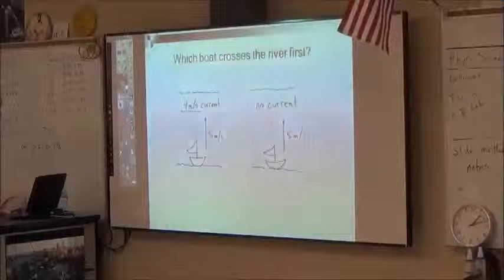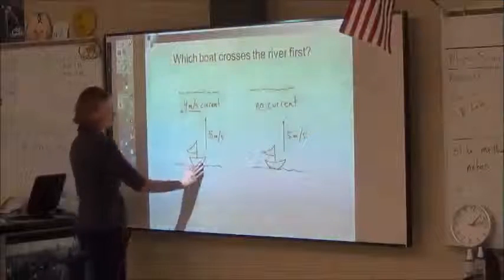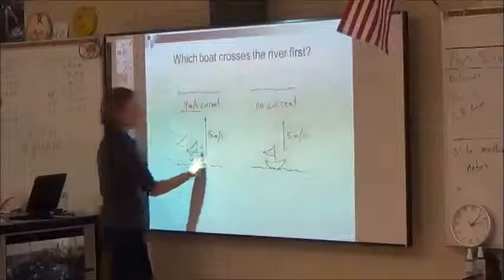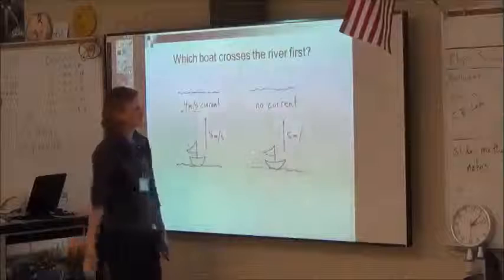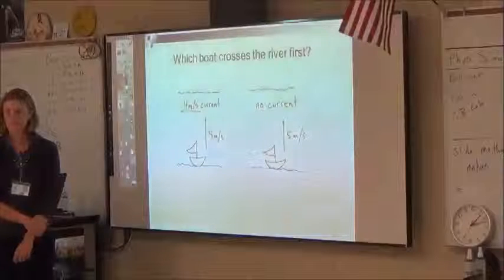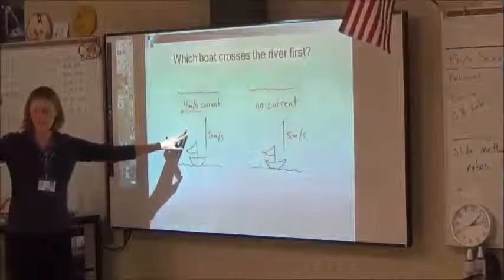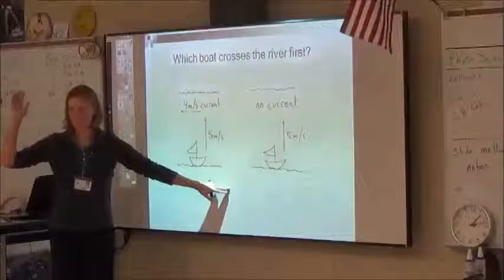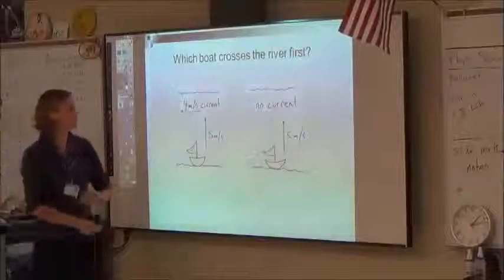And this particular problem is not a projectile question, but what do you think? If we're traveling across the river, like south to north, either boat's going up. But this boat has a current that it's got to deal with. 4 meters per second, left, west. There's no current there. Which boat crosses the river first? Who thinks this one? Who thinks this one? Who thinks they're the same? They are the same. So you gotta listen specifically as to what the question is asking.